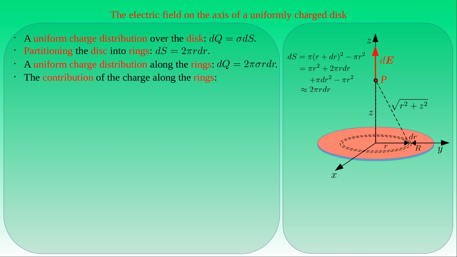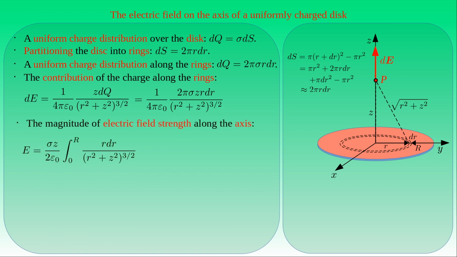We also have seen that the magnitude of dE is given by 1 over 4 pi times epsilon naught, times the ratio of the distance z times the charge element dq to r squared plus z squared to 3 over 2. By expressing the charge element in terms of the surface charge density, we obtain 1 over 4 pi times epsilon naught, times 2 pi times sigma times r times dr divided by r squared plus z squared to 3 over 2. The magnitude E of the electric field in the point P on the axis can be determined by integrating the contribution dE of each ring over the whole disk. This gives sigma times z over 2 times epsilon naught, times the integral of r divided by r squared plus z squared to 3 over 2 with respect to r from 0 to capital R.